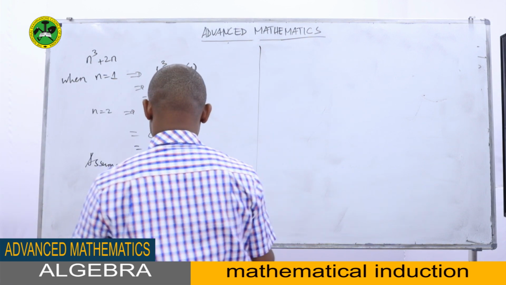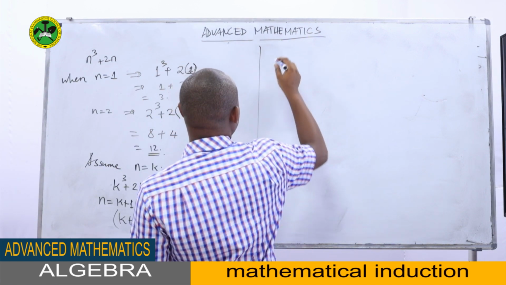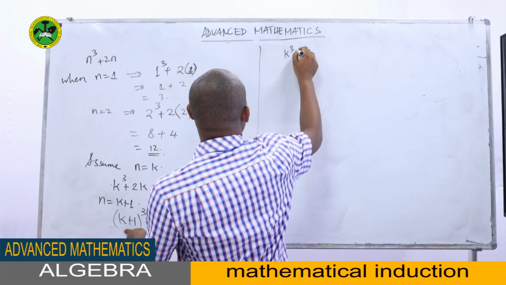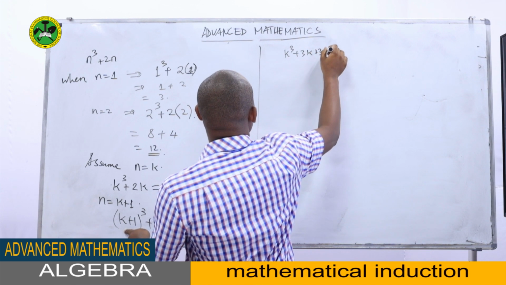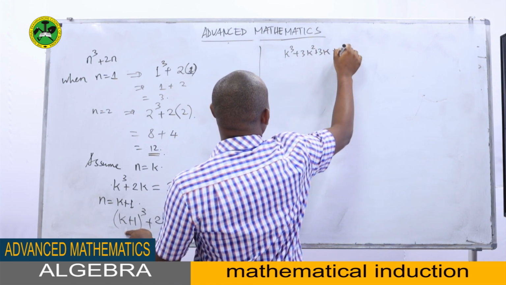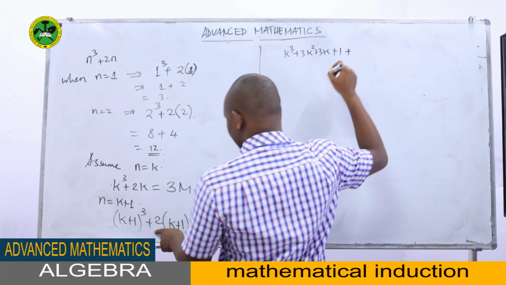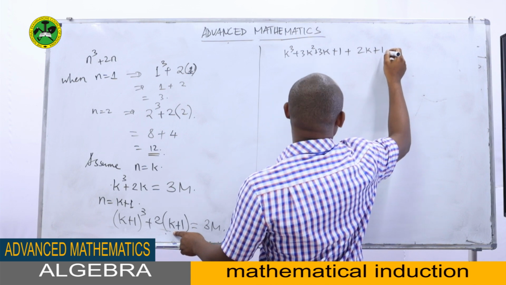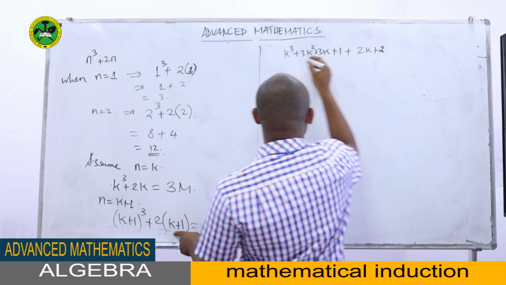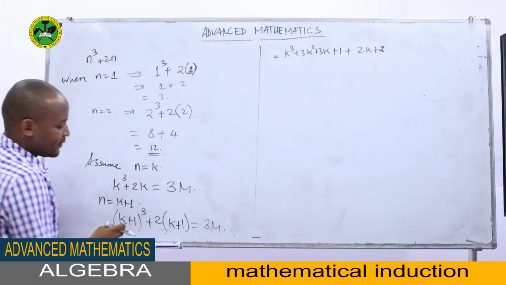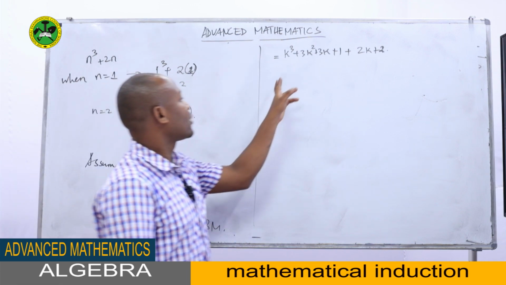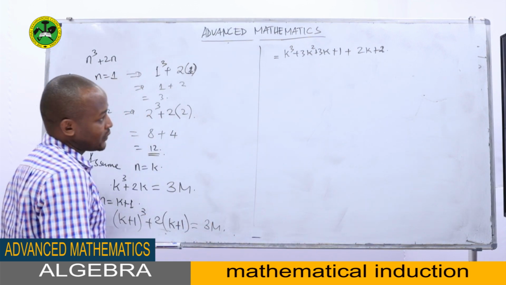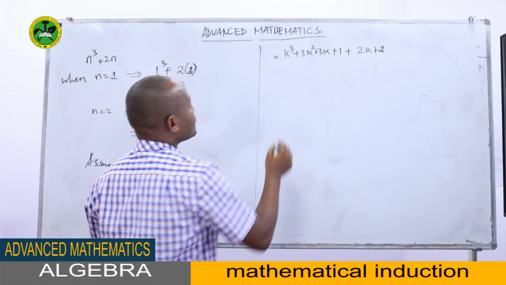Now, let's see. If we try to open the brackets, you can use Pascal's triangle, and then what shall we have? We shall have k raised to 3 plus 3 times k squared plus 3 times k plus 1, again plus 2k plus 2. So, simplifying that left-hand side, we are trying to check whether this is also divisible by 3.